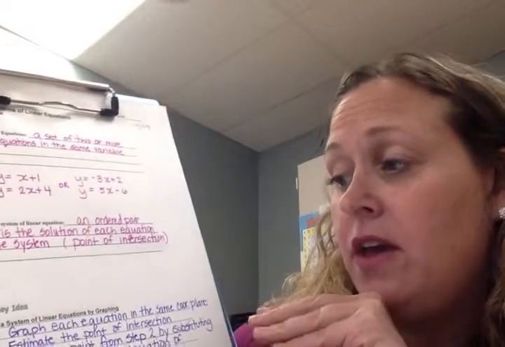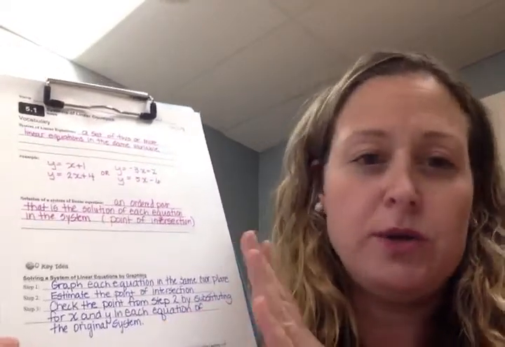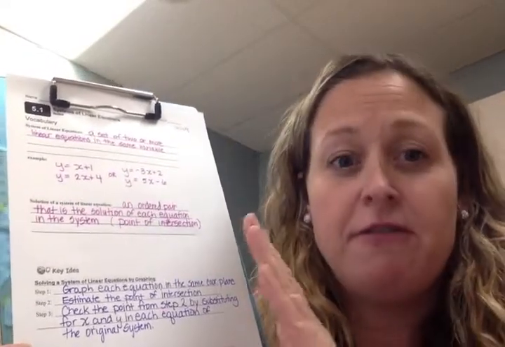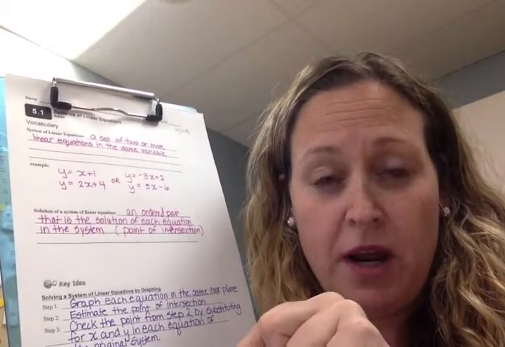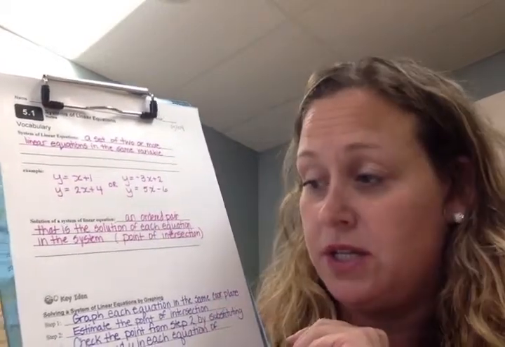Now that you've copied down the 3 steps, let's review them. The first step is to simply graph each equation in the same coordinate plane. We're going to use the y equals mx plus b form. Plot the y-intercept, then include the slope. You should have 2 ordered pairs or 2 points on your graph. Connect your dots. That should be one graph, one linear equation. Then do the same for the second linear equation within your system.